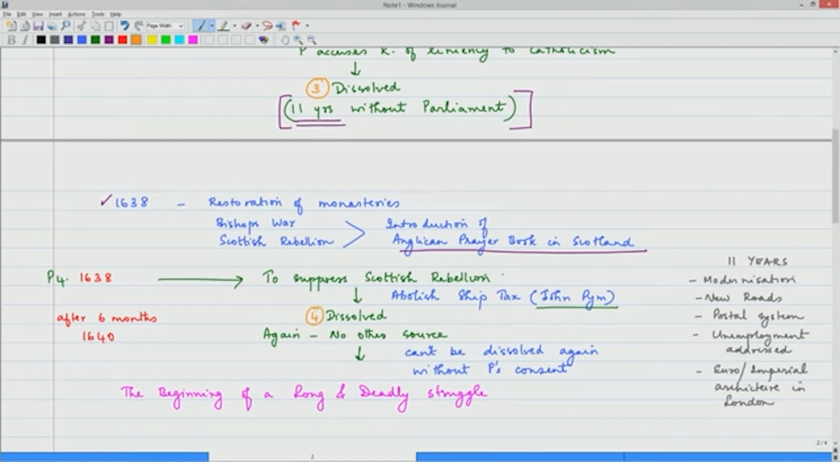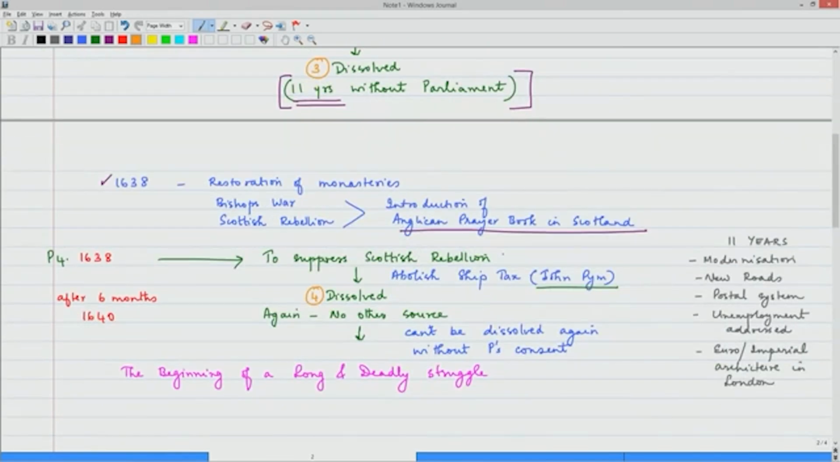And what had given Charles the courage to summon the Parliament and ask for money again? This leads us to take a look at what had been happening in those 11 years when Charles I was ruling without a Parliament. During those 11 years, we find London in particular making a lot of strides in modernization. There are also new roads which were built in London and also the rest of England. And we also find Charles coming up with a postal service system in England.